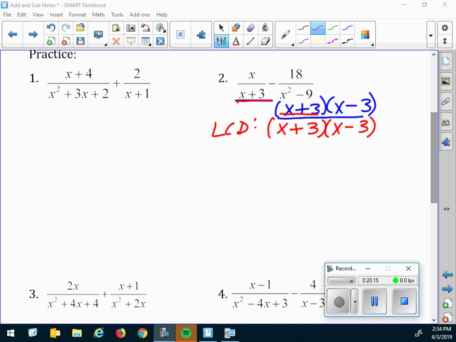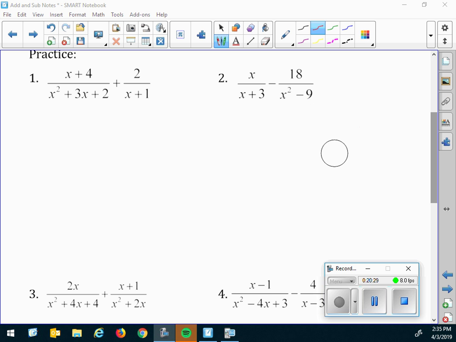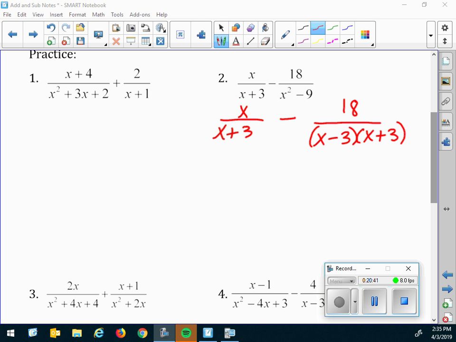Now, here's the deal, though. You have to factor those denominators, okay? They have to be factored. So this is your least common denominator, right? So, I don't know why that happens sometimes. X divided by x plus 3 minus 18 over x minus 3 times x plus 3. You need to write that down.